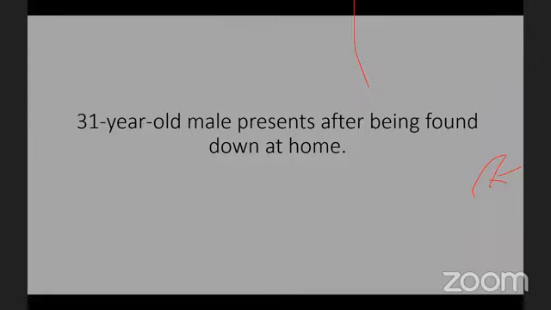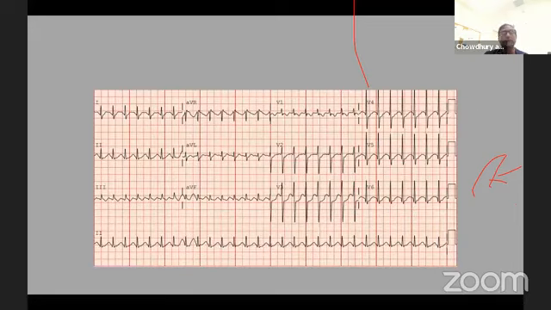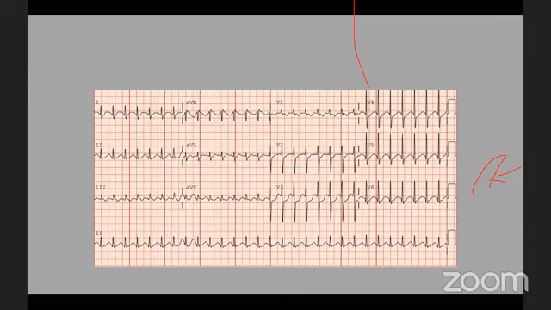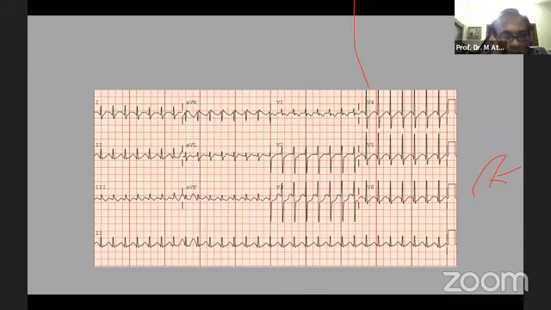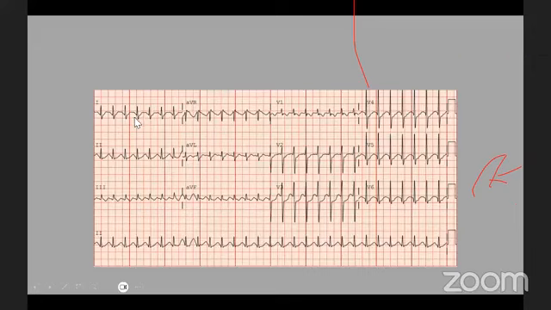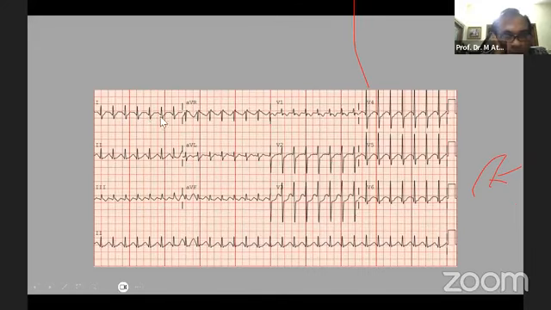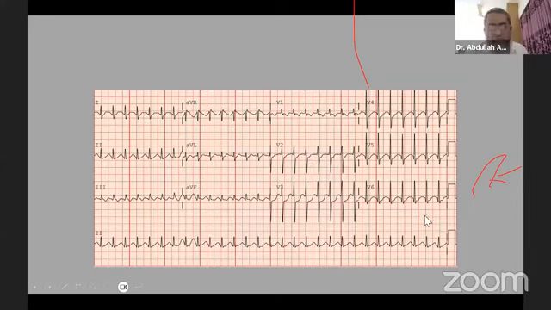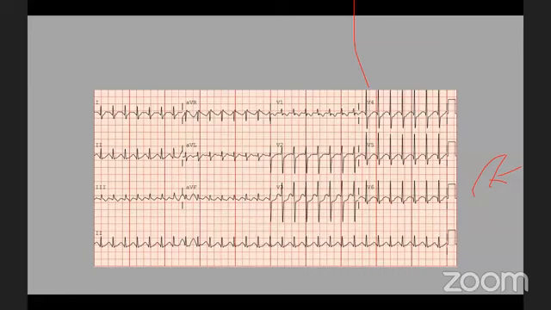This is a 31-year-old male, another patient, found down at home. Should we call it sinus tach or AVNRT? Yes, this is a narrow complex regular tachycardia. It does not look like sinus tachycardia. This is supraventricular tachycardia. No P wave can be seen, and there is ST depression in the precordial leads. You can see some retrograde P waves if you look carefully.